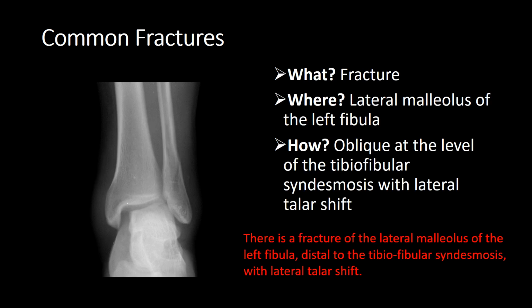So what is it? It's a fracture where it's the lateral malleolus of the left fibula. How? It's oblique at the level of the tibiofibular syndesmosis with lateral talar shift. And it's important to comment on the lateral talar shift because this means that this is a highly unstable fracture and it needs to be reduced.